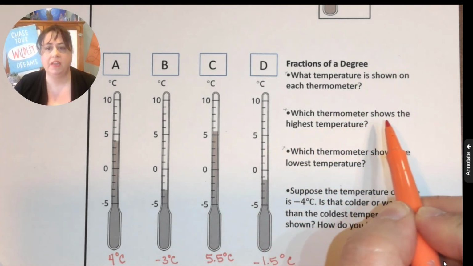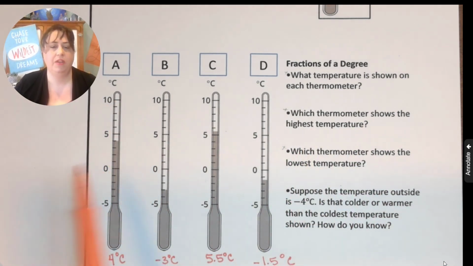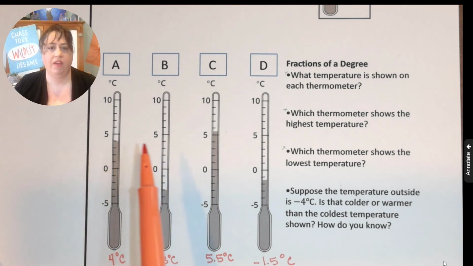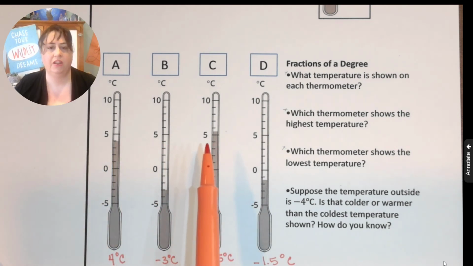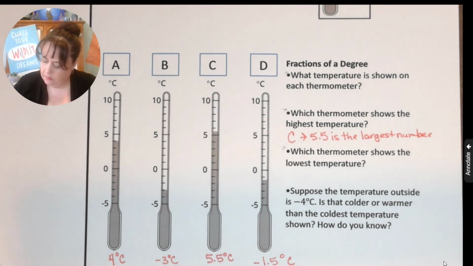So which thermometer shows the highest temperature? When we look across, we want to know which one's the tallest. That's going to be your highest temperature, right? So far this one's tallest because that one's lower. If I drag this across, oh, suddenly this one's the tallest. So which one's our tallest temperature? C. That means 5.5 is our largest number.